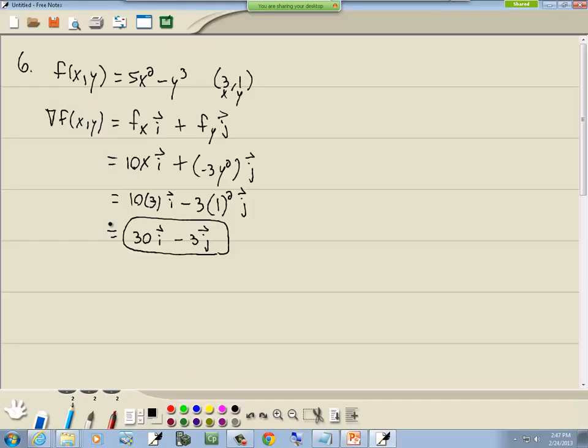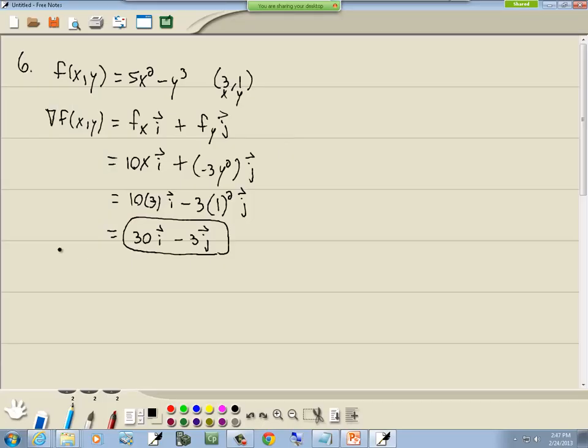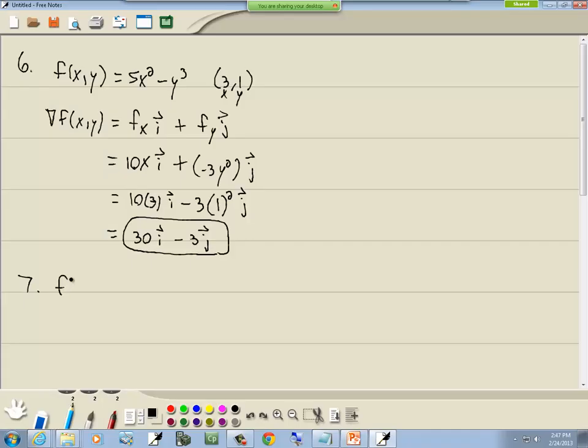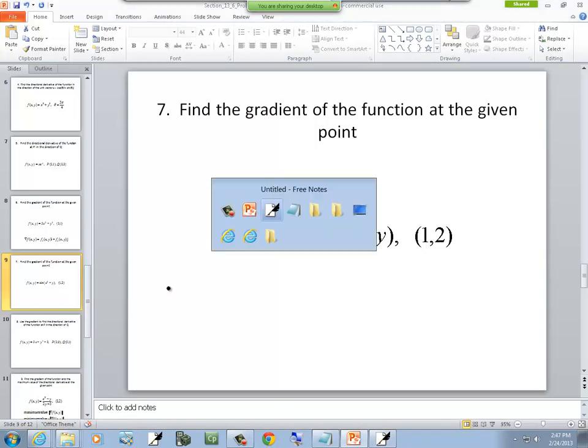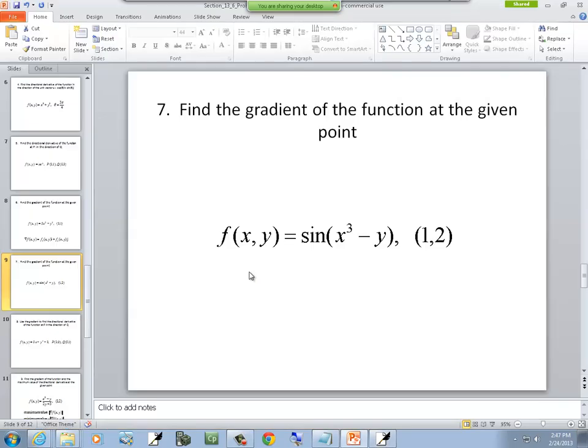Take a look at our next one, number 7. Got f of x, y is equal to sine of x to the third minus y, at the point 1, 2. It says find the gradient of the function at the given point. So same instructions.